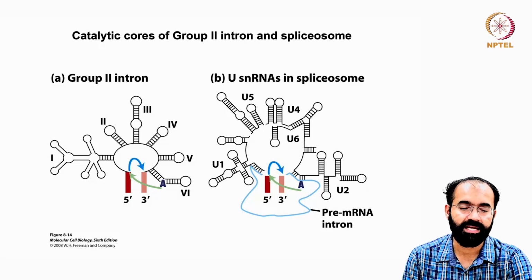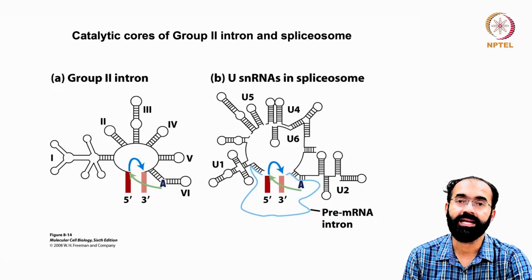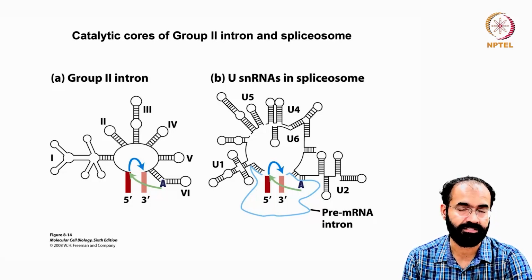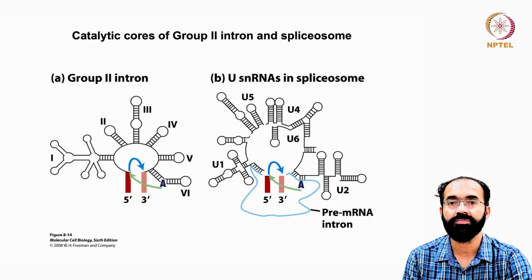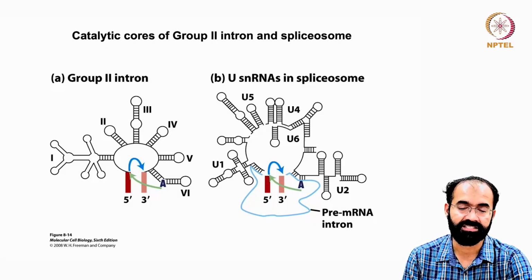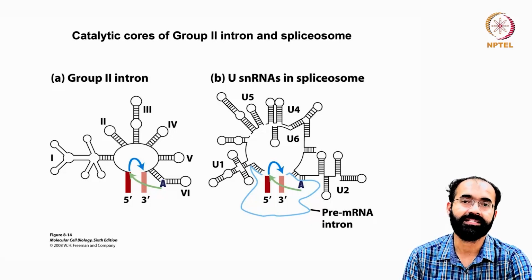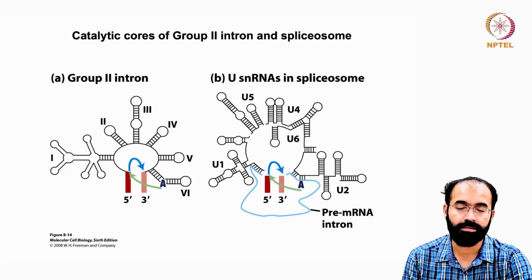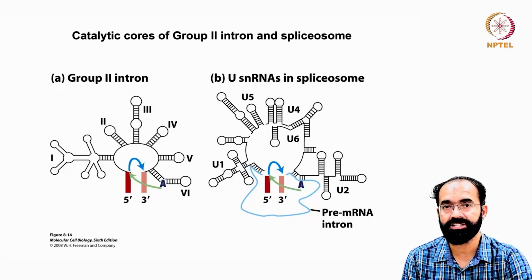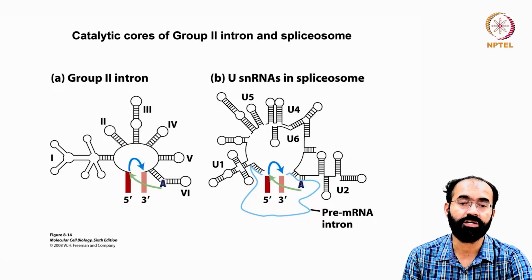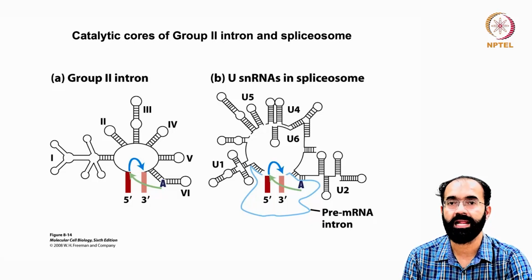Same way you have multiple arms, which is more or less the same when it comes to the splicing. But here the entire sequence, entire arms, entire stem loops, they are all formed by the group 2 intron sequence itself, whereas in a typical snRNA mediated splicing, these structures are formed with the help of various snRNAs such as U1, U5, U4, U6, U2, etc. So these are external RNA molecules that contribute to the formation of a structure that is similar to that of the group 2 intron alone.